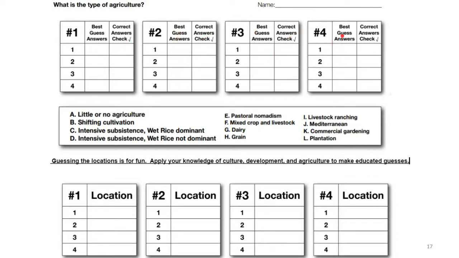Now, they do that because they're provided with some images, and I'll show you that on the next slide. But what I really like about this is this part right here. So once they categorize each of the regions, then they sort of guess the location. And remember, they had to create that coloring page. So they already know basically where each of the regions are being practiced. And then the idea is for them to use context clues from the images to apply their knowledge of culture development and agriculture to make educated guesses about where these particular regions are in the world.